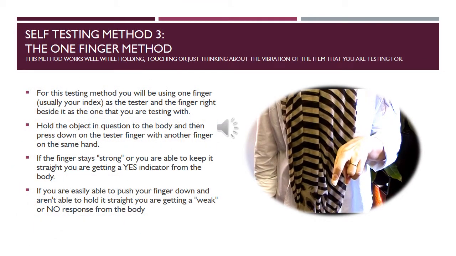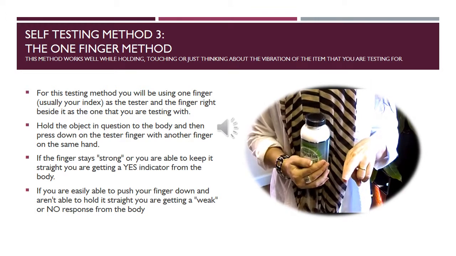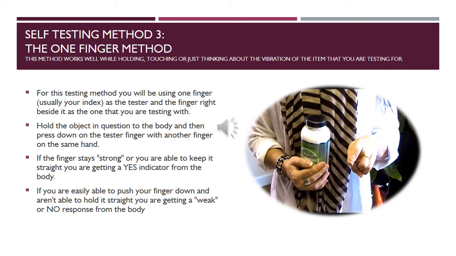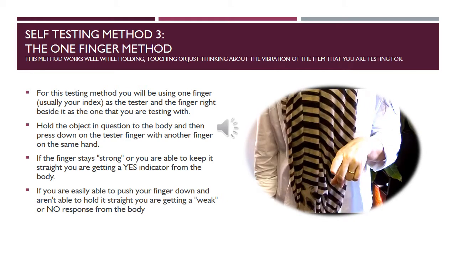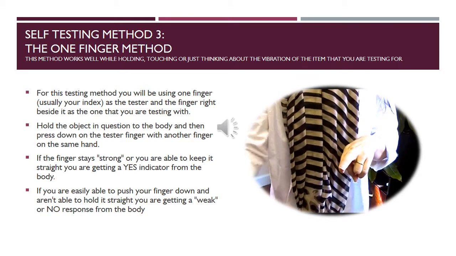The third method we're going to cover in our basic muscle testing course is just the one finger method. And this method also works well while holding, touching, or just thinking about the vibration of the item that you're testing for. For this testing method, you will just be using one finger, which is usually your index, as the tester muscle, and the finger right beside it as the one you're testing with.